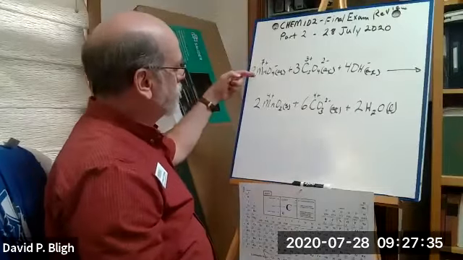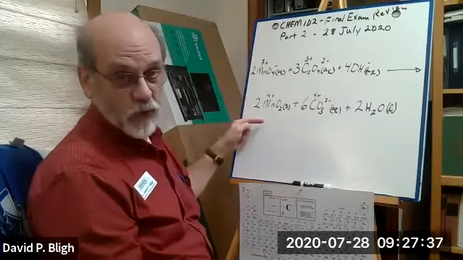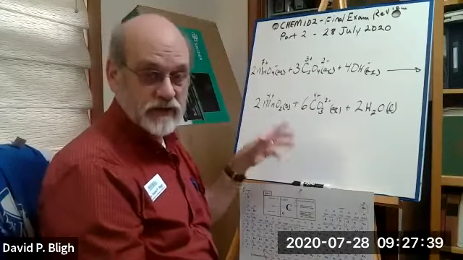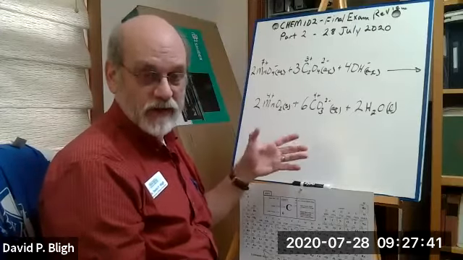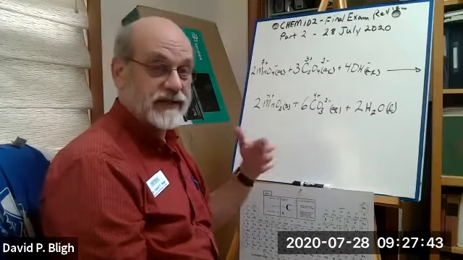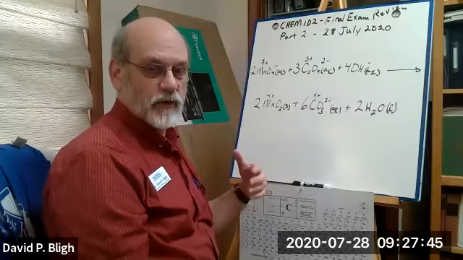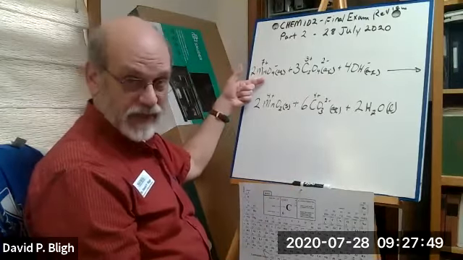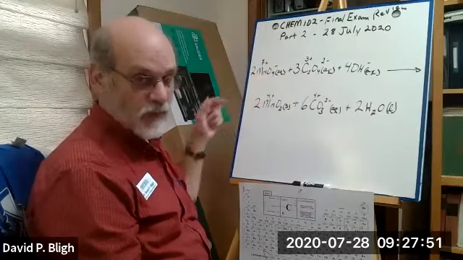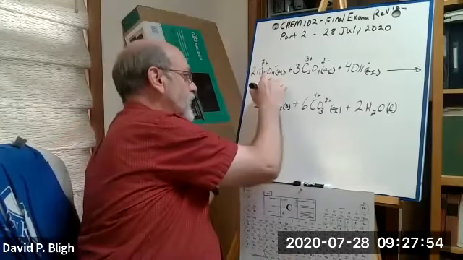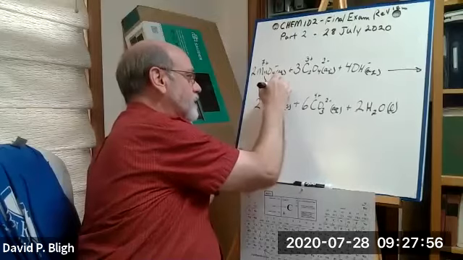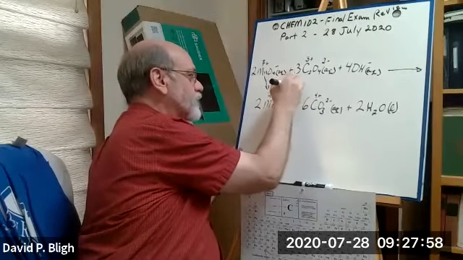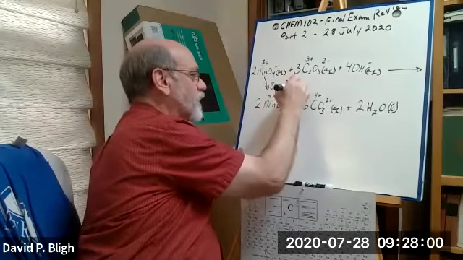So what changes have taken place? Well, we've gone from manganese 7 plus to manganese 4 plus, which means what? Oxidation or reduction? Oxidation is loss. Reduction is gain. We had to gain 3 electrons to go from 7 plus to 4 plus. So we have a gain of 3 electrons per manganese.